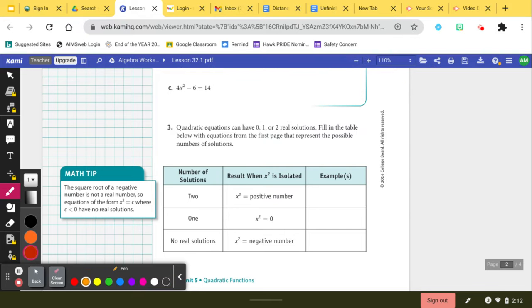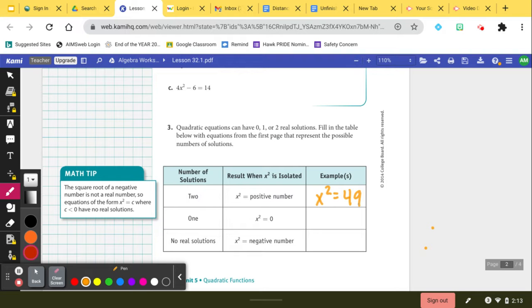Fill in the table below with the equations from the first page that represent the possible number of solutions. So if we had 2 real solutions, that would mean we had x squared equals a positive number, because then when we square root it, we'd get the positive or negative version of the square root of that number. So like x squared equals 49. We have x equaling positive 7 or x equaling negative 7.